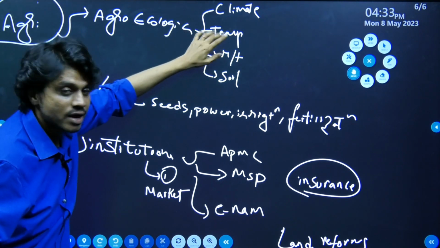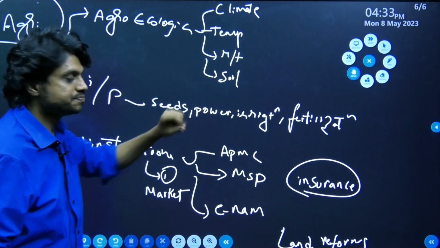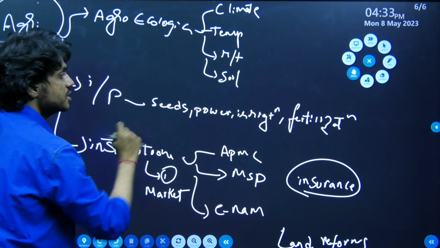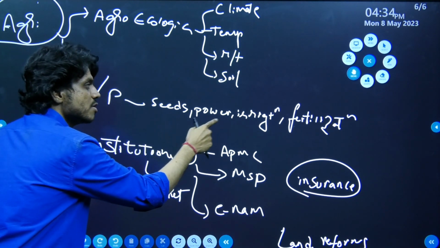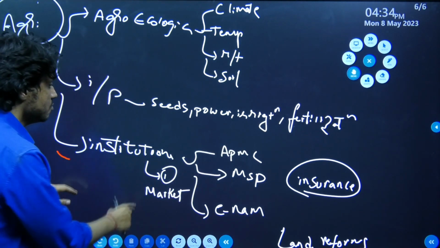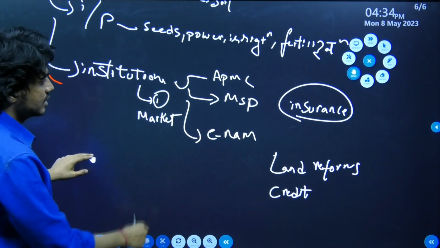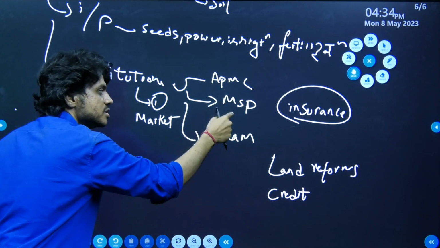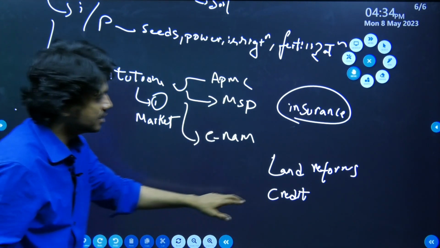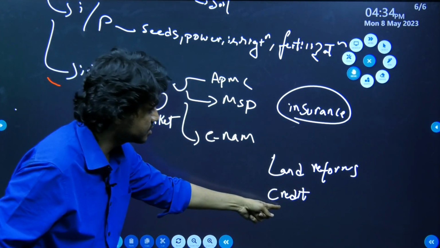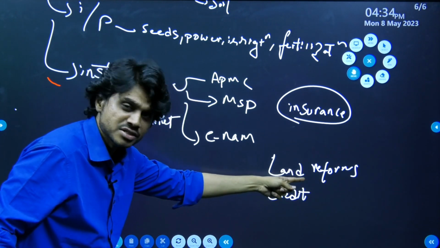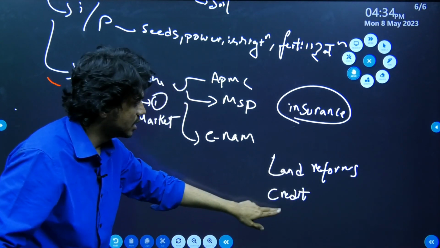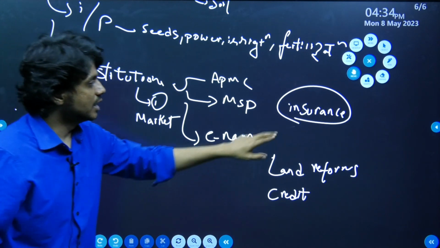Based on this only, we have the agroecological regions. Then we have input related things: seeds, power, irrigation, fertilizers. Then we have institutional factors like the market. Within this market we have various issues like APMC, MSP, eNAM, and then institutional factors like land reforms, tenancy reforms, availability of credit, and then insurance.